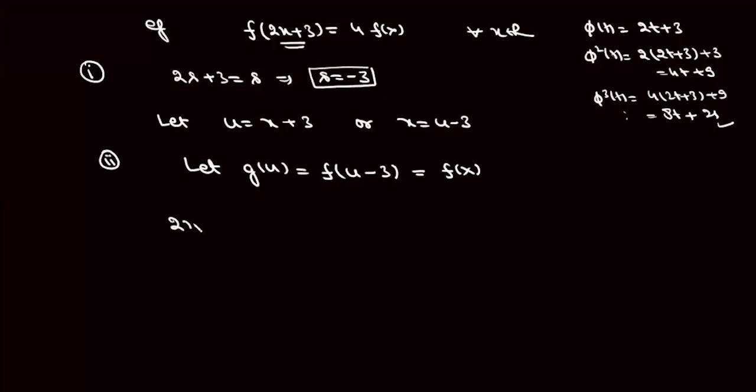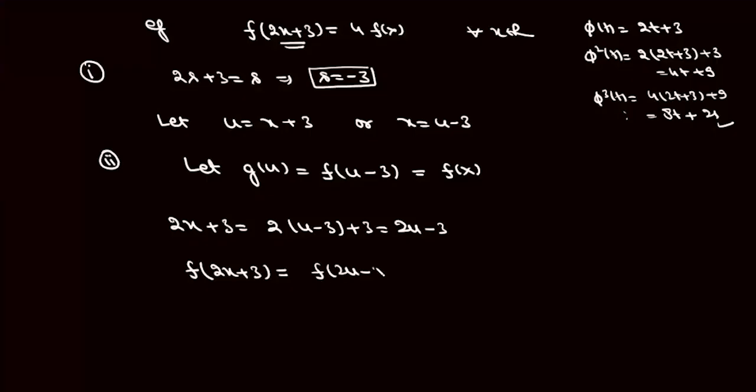So we have f(2x + 3). We can write this as 2 times x, and x is u - 3. So it'll be f(2(u - 3) + 3), so it'll be f(2u - 3). Now g(u) is f(u - 3), then g(2u) is f(2u - 3). So this f(2u - 3) is nothing but g(2u).